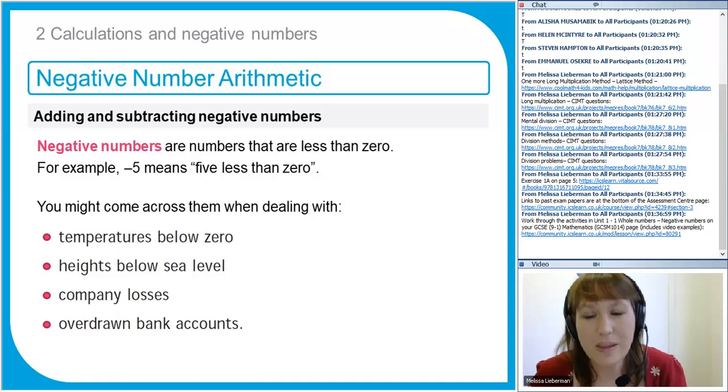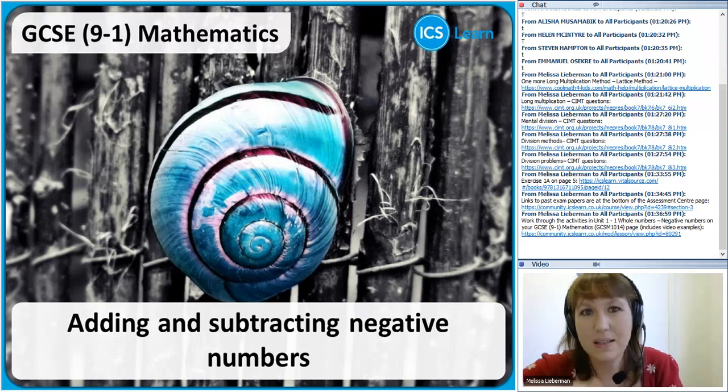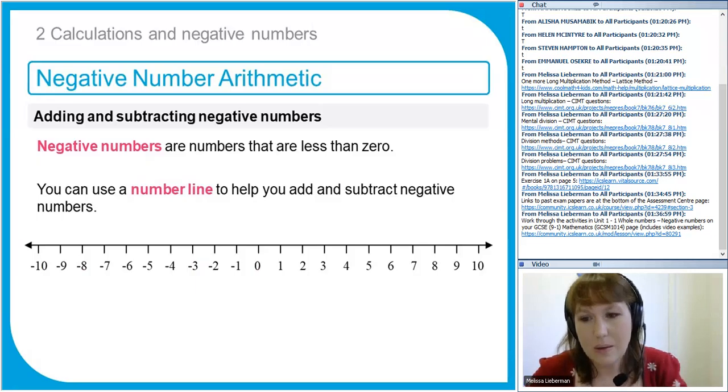For most people, when they're trying to do problems involving negative numbers, it's easier to think of temperature. So imagine below 0 and above 0 in terms of temperature. So let's see how we add and subtract negative numbers. Sometimes called directed numbers because it's very much to do with direction. Adding means go up the number line, subtracting means go down. So it helps to think of the numbers as positions on a number line.